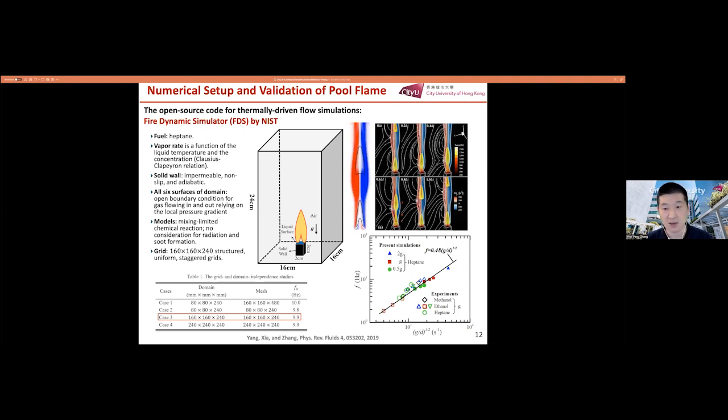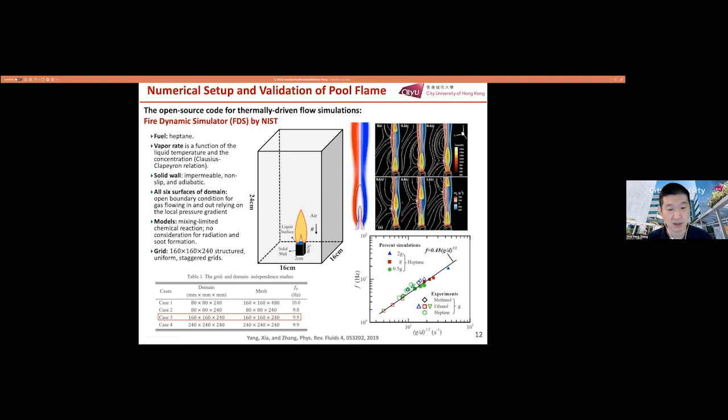Because at that time we found that a lot of people observe this flickering flame phenomenon by using a candle or liquid pool. So we thought maybe the liquid pool is an important factor in this kind of problem. So I asked my student to try to find open source software which allows us to study a diffusion flame from a liquid pool. So we found FDS, the Fire Dynamics Simulator developed by NIST.